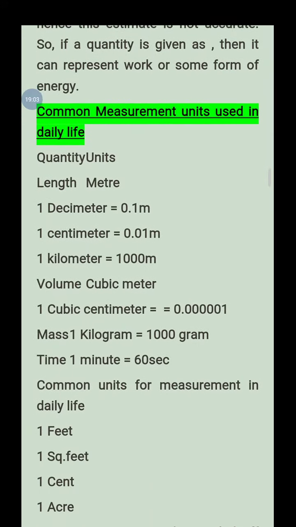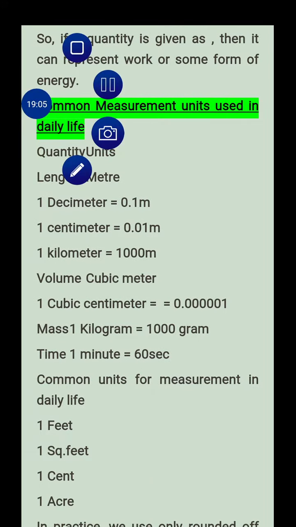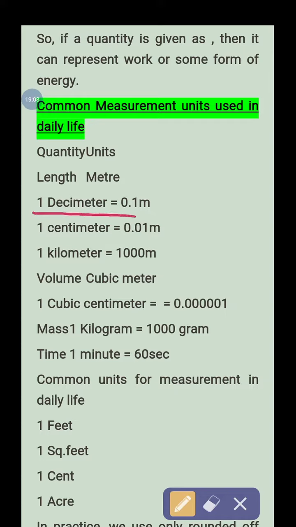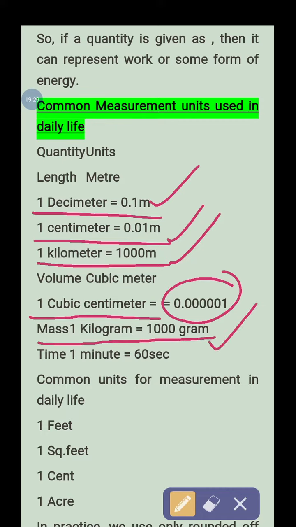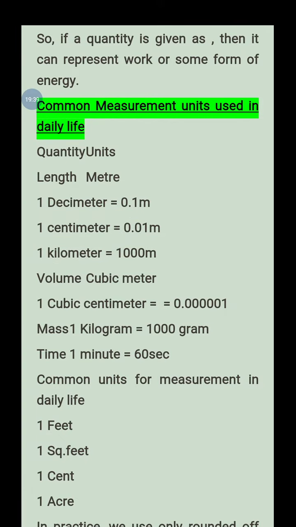Common measurement units in daily life. Just remember these units. Length: 1 decimeter is 0.1 meter, 1 centimeter is 0.01 meter, 1 kilometer is 1000 meter, and 1 cubic centimeter is 0.000001 cubic meter. If we are going to study mass, 1 kg of mass is 1000 gram, and in time, 1 minute has 60 seconds. Now common units for measurement in daily life are 1 feet, 1 square feet, 1 centimeter, 1 acre.